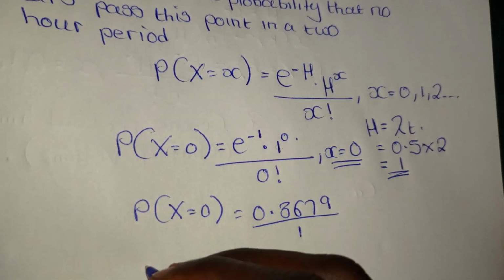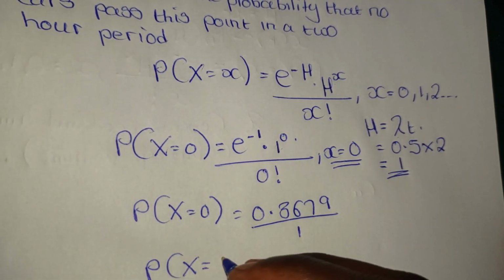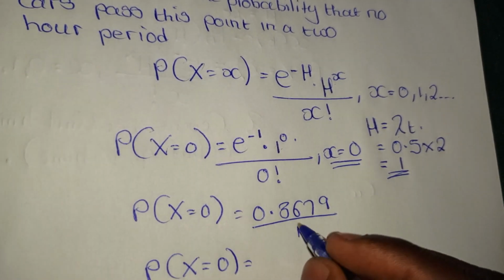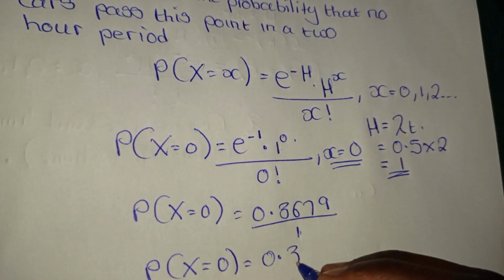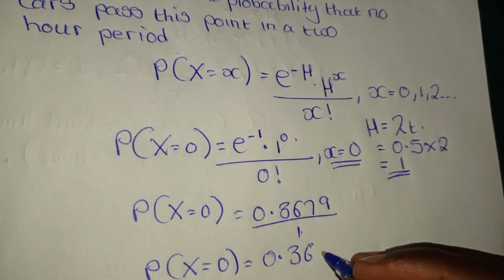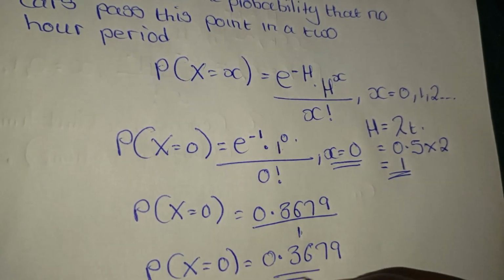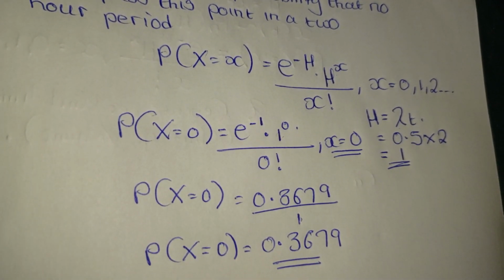And you know that 0 factorial is the same as 1, so we divide this expression by 1. So the probability of x, given that x is equal to 0, is 1 into this number, which is basically the same number, 0.3679. So this is the value when no cars pass that particular point.